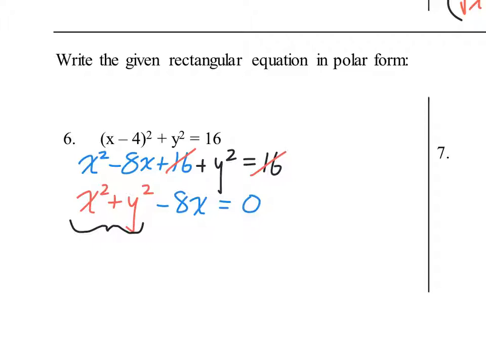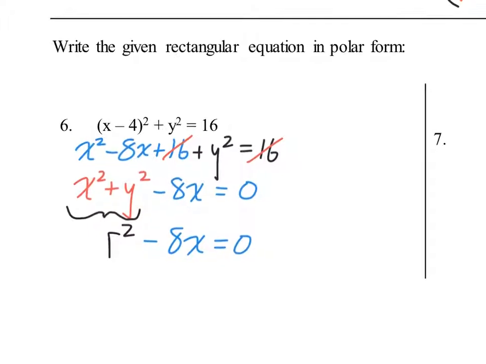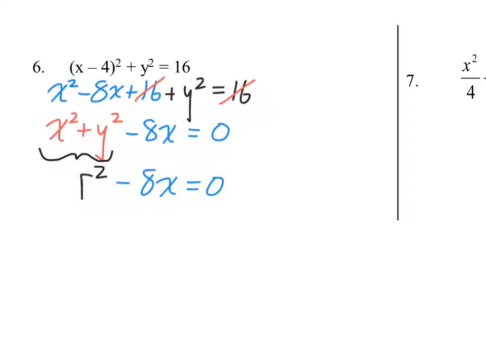So x squared plus y squared is r squared. So we have r squared minus 8x equals 0. All right. Now, I can make those recognitions because of years of experience. I'm fluent in this stuff.